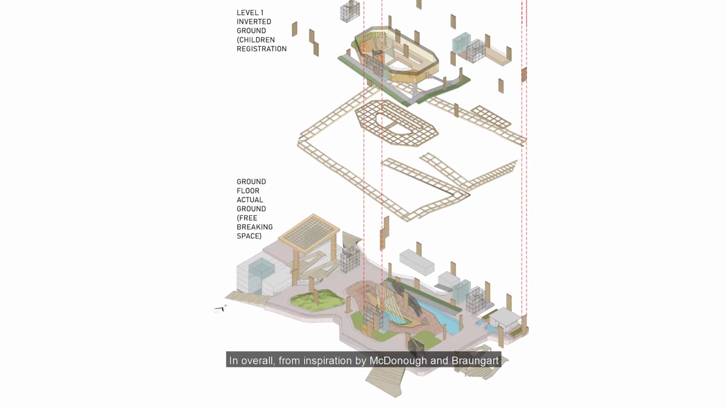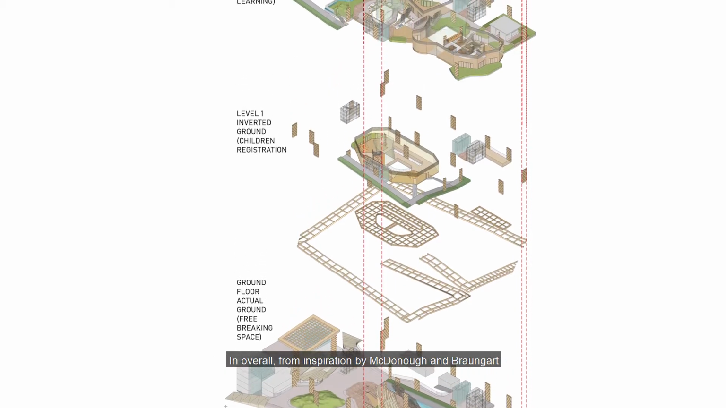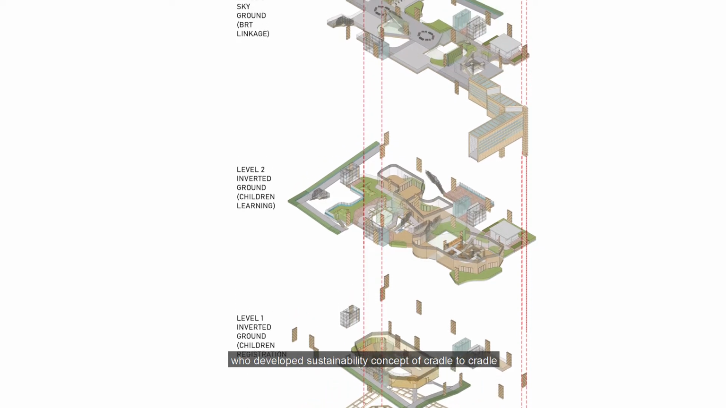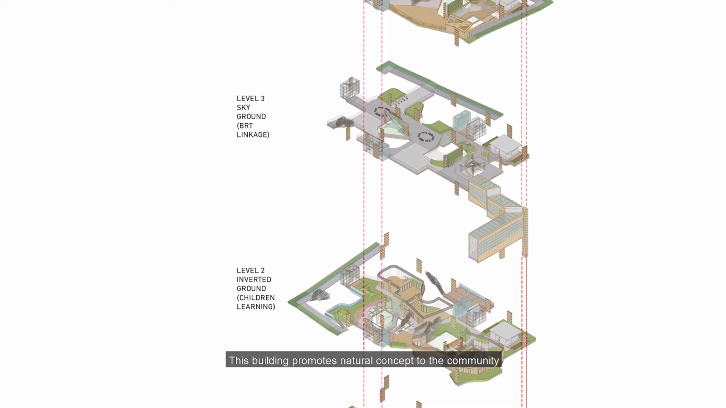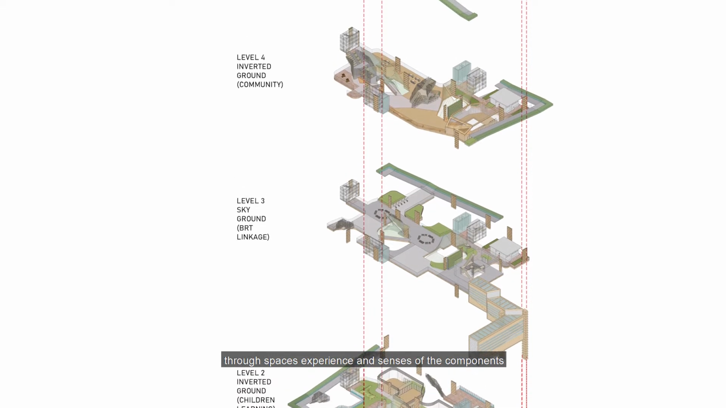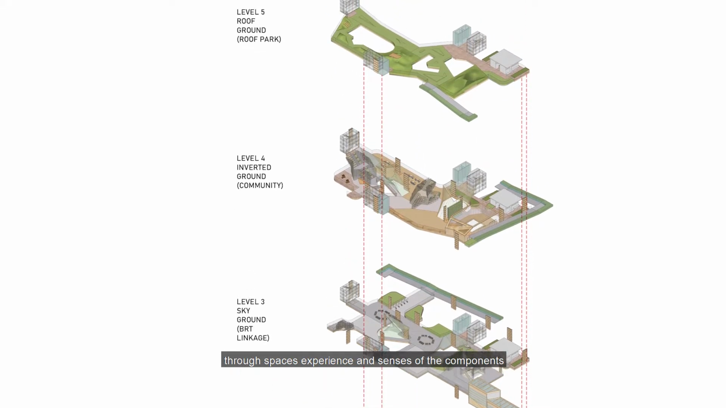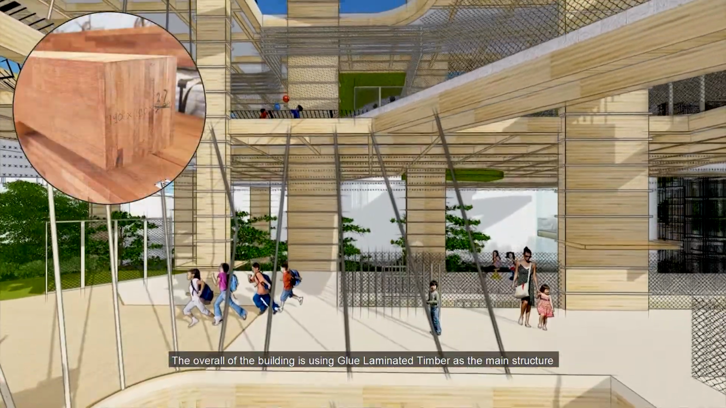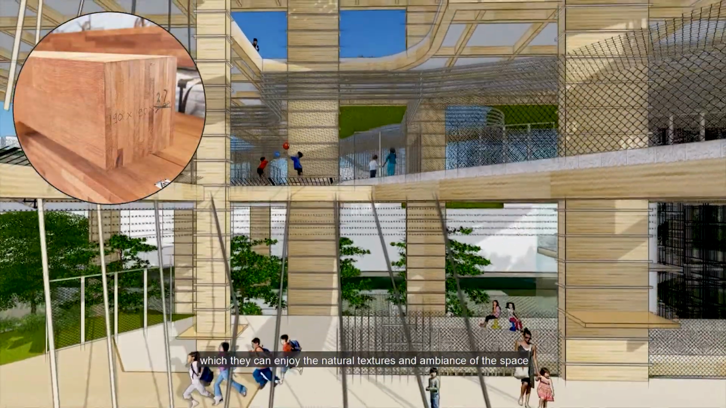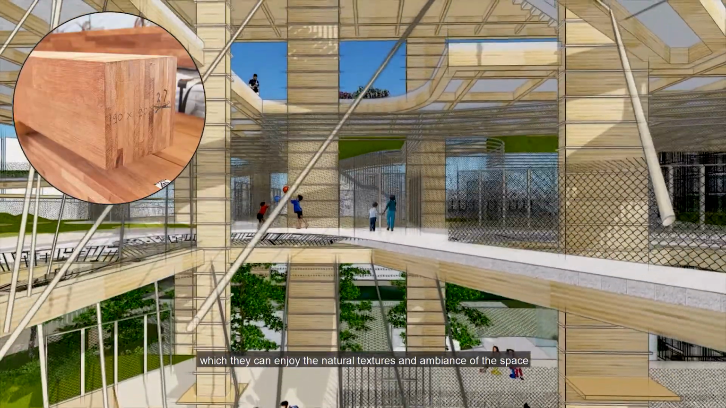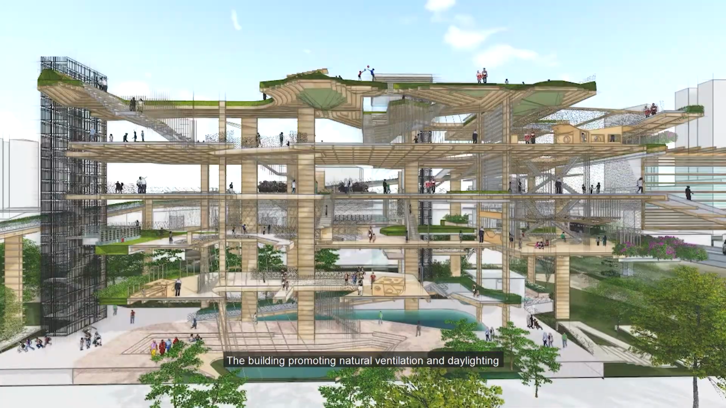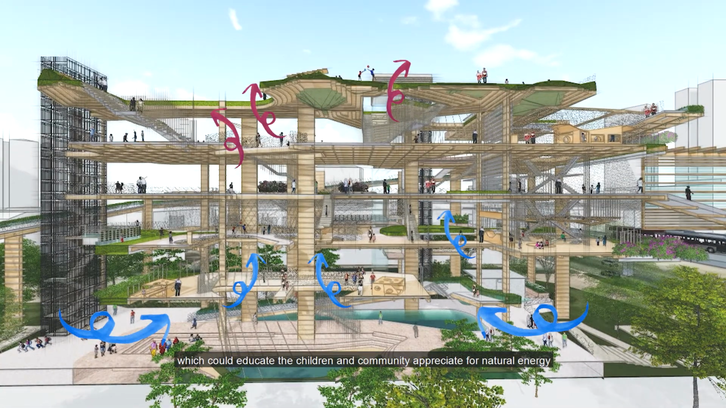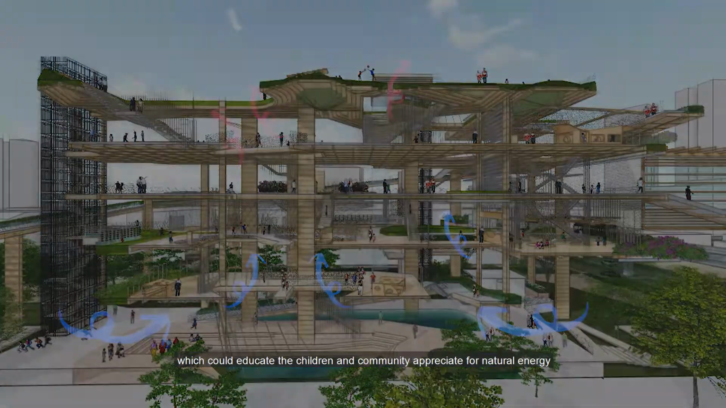Overall, inspired by McDonough and Braungart, the design developed the sustainable concept of cradle to cradle. This building promotes a natural concept to the community through the spaces of experience and senses of the components. The overall building is using laminated timber as the main structure, which lets them enjoy the natural texture and ambience of the space. The building promotes natural ventilation and daylighting, which could educate the children and community to appreciate natural energy.